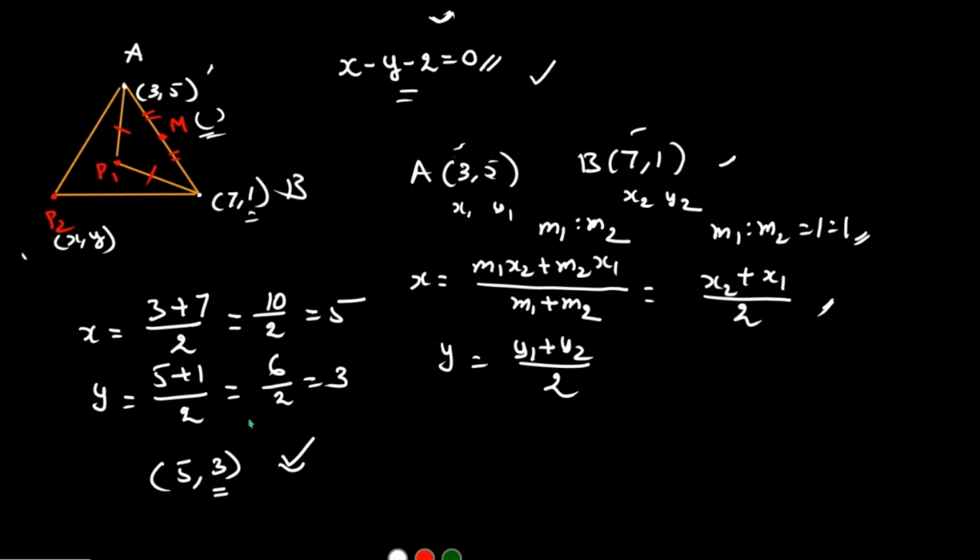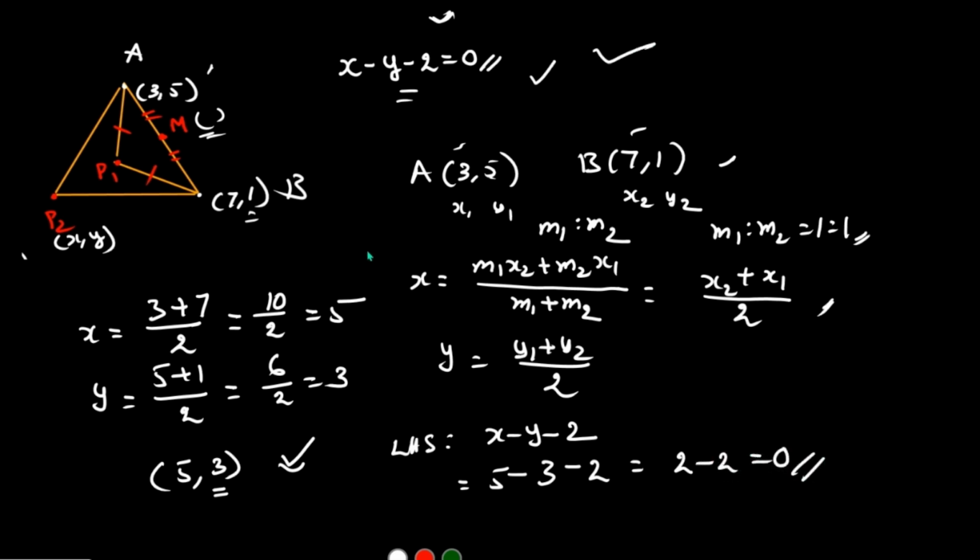Let's check that this point satisfies the relation which we found. Let's put this 5, 3 into this equation. Let's take the left hand side, that is x minus y minus 2, right? What is x here? 5 minus, what is y here? 3, right? 3 minus 2. So 2 minus 2 equal to 0. So this is satisfied. So I'm telling you, there are many points. One point we found is the midpoint, which must be at equal distance.